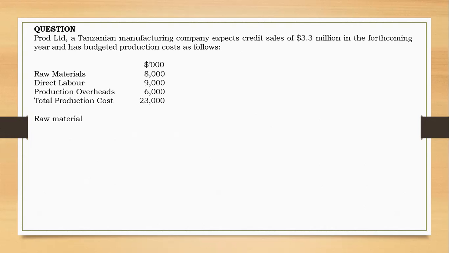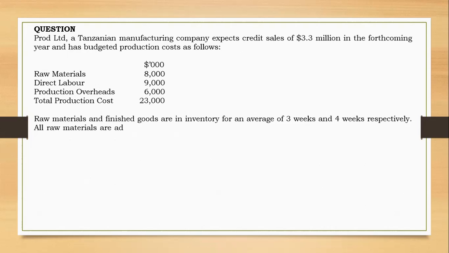We are given further information that raw materials and the finished goods are in inventory for an average of 3 weeks and 4 weeks respectively. So raw materials holding period equals 3 weeks, while finished goods holding period equals 4 weeks.